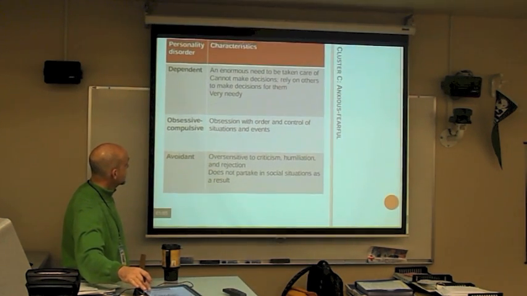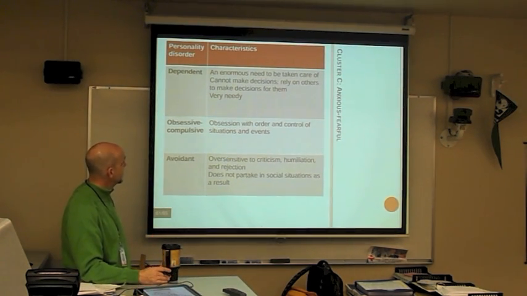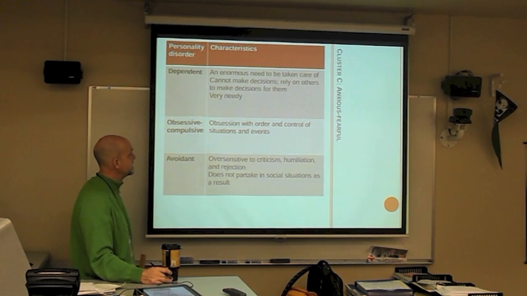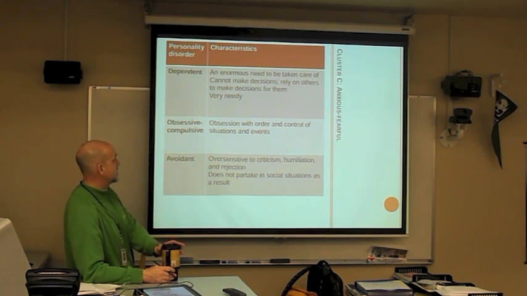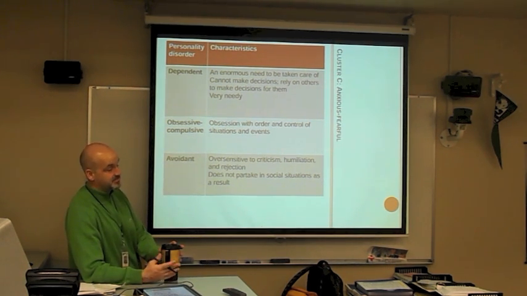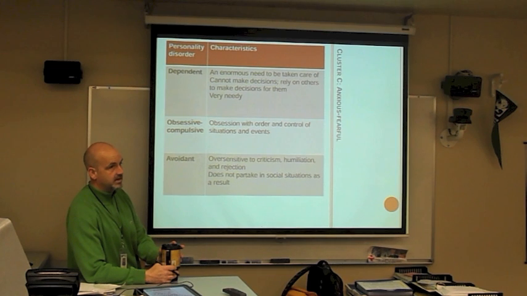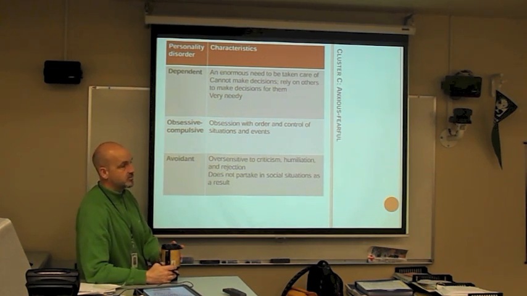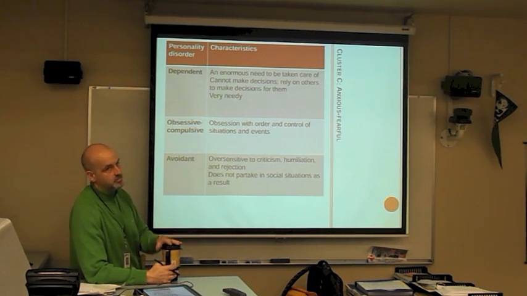Now, the last cluster is the anxious-fearful. Dependent is an enormous need to be taken care of, cannot make decisions, rely on others. Now, often this could be classified in a movie like a stage 5 clinger. All right, these people cannot simply operate without somebody telling them what to do. And when they're dependent, typically, if you befriended someone with dependent personality disorder, they could call you 40, 50, 60 times in a day. Okay, and that's why there's a little bit more difference than somebody who's just infatuated with you.